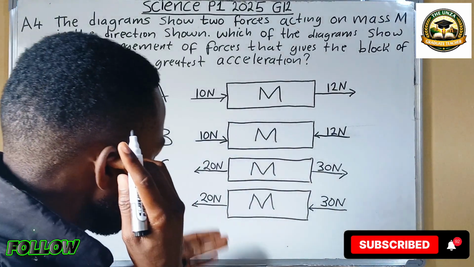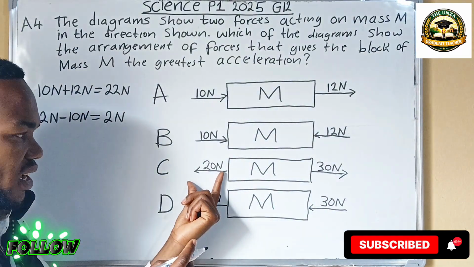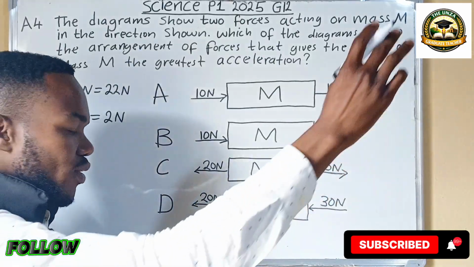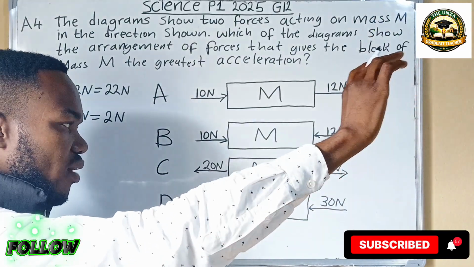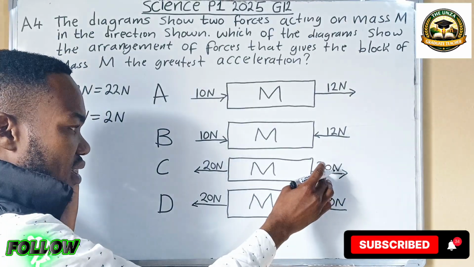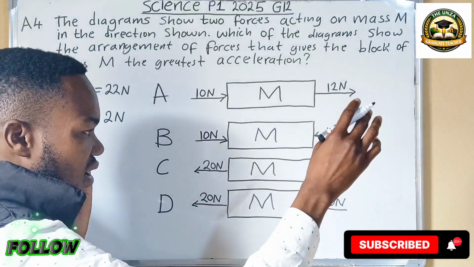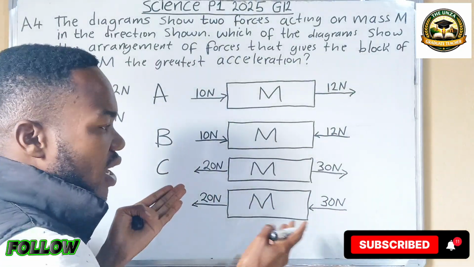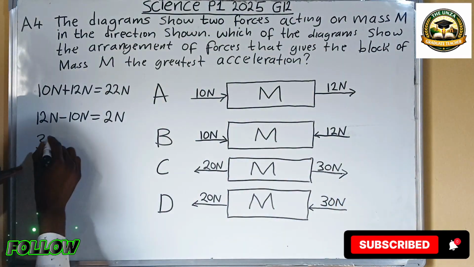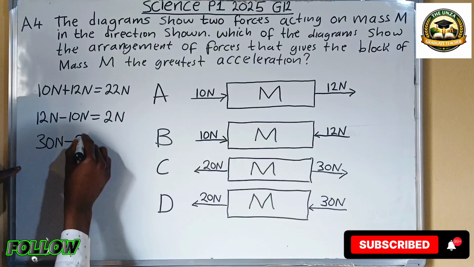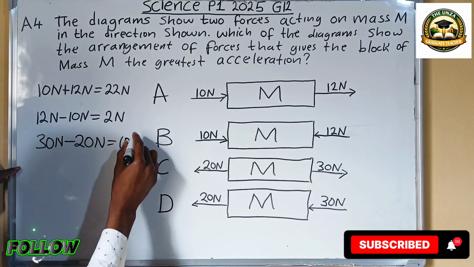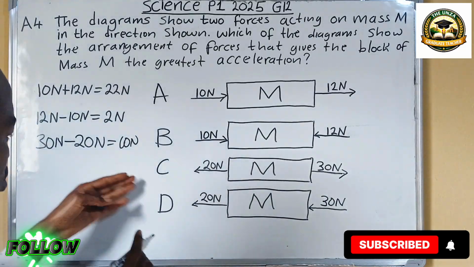So now we are going to go to C. When you look at C, this 20 Newton was going in the left direction, 30 Newton was going in the right direction. They were opposing, in different directions. So this one, you are going to say 30 Newton minus 20 Newtons. It will give you 10 Newtons. So C has got 10 Newtons.